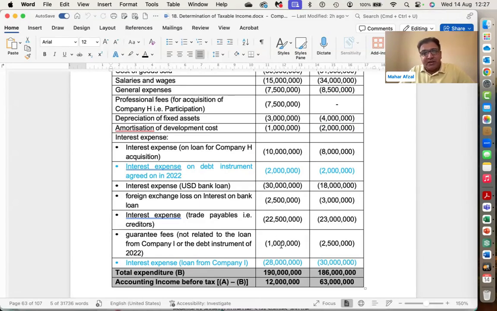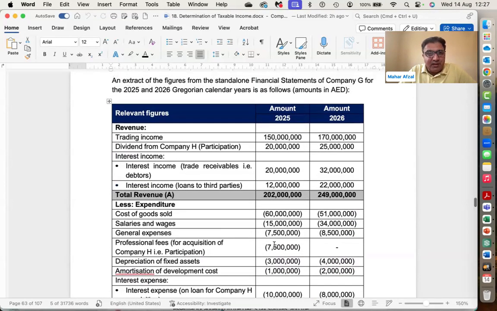So in total it is coming to 66 million. Then I need to reject this: adjust interest income 20 million less 12 million. My interest is coming 30, net interest is coming 34 million, which is more than 12 million. So I need to apply the rule: 12 million or 30% of EBITDA, whichever is higher.